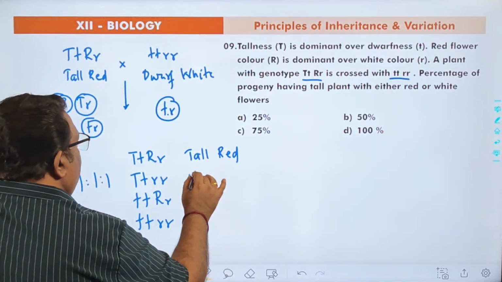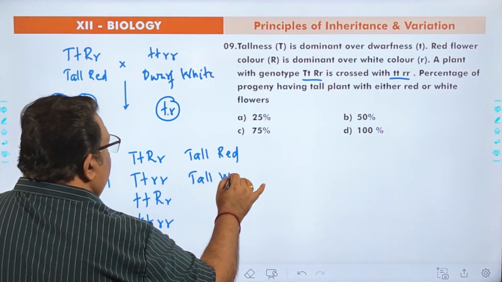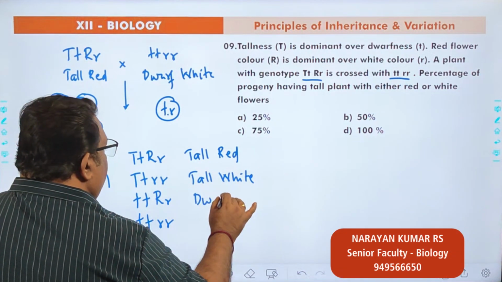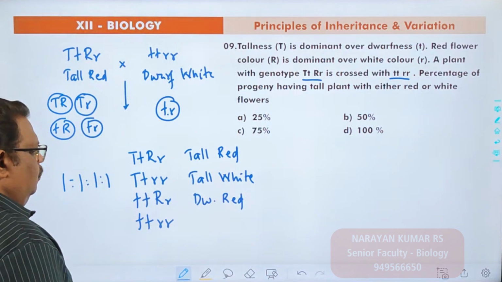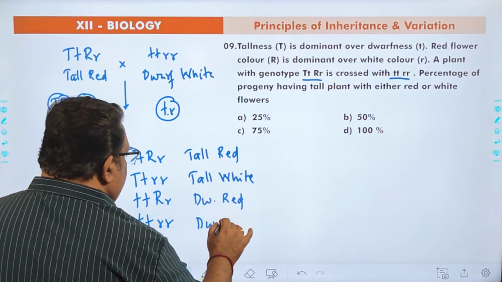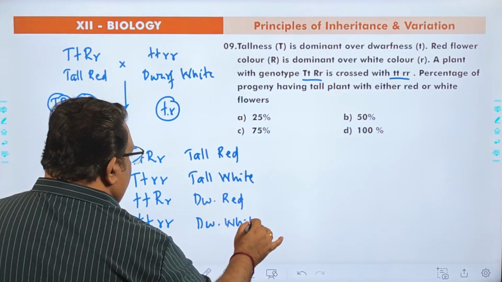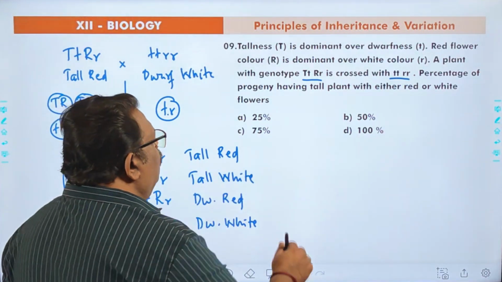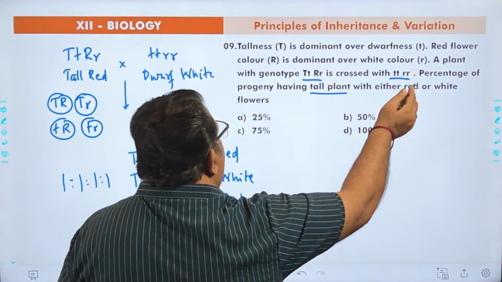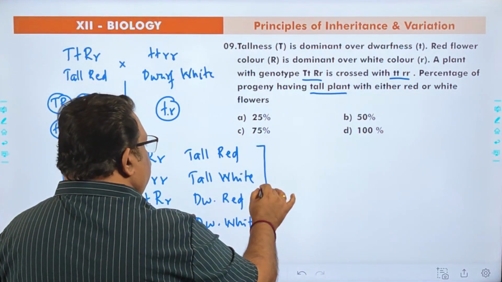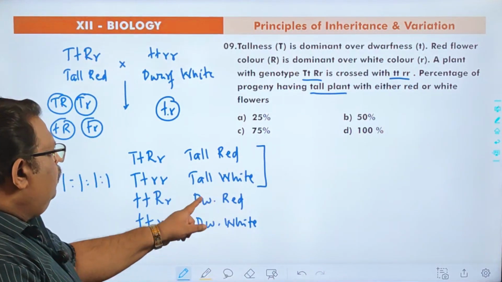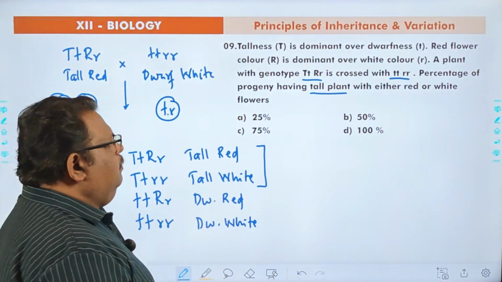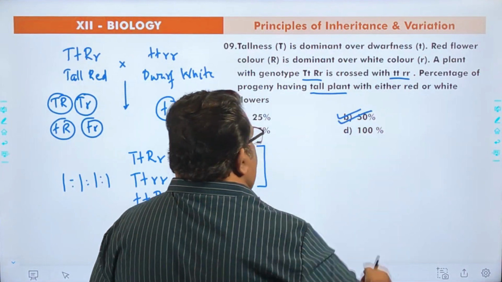So the first will be tall red, the second will be tall white, the third will be dwarf red, and the fourth will be dwarf white. What is the question asking? The percentage of progeny having tall plants with either red or white flowers. So we have to consider these two. Out of the four, two will be tall, having either red or white flowers. So the percentage will be 50%.